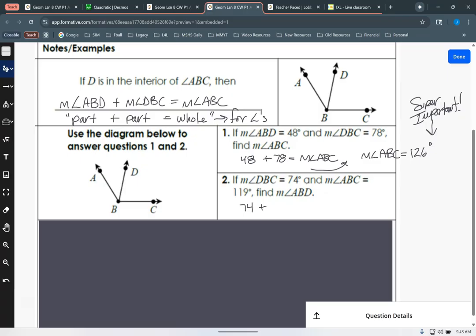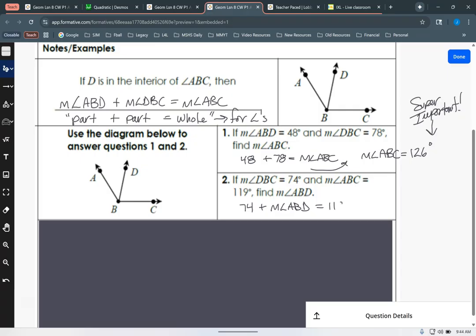Hey, we don't know what it is, right? So we're going to use the other angle. So we have DBC. What is the other angle that we're going to be making the part out of? ABD, right? Which is the one we're looking for. So 74 plus the measure of angle ABD, part plus part equals whole.